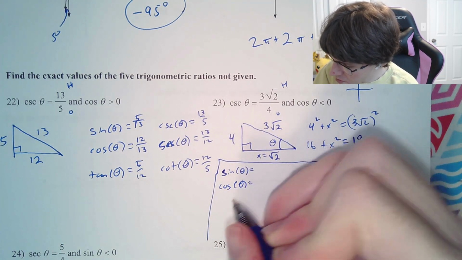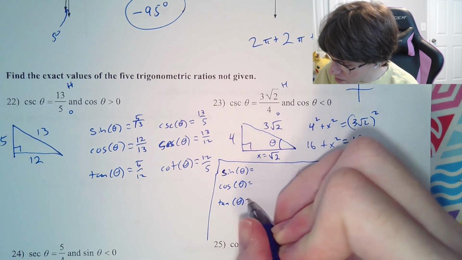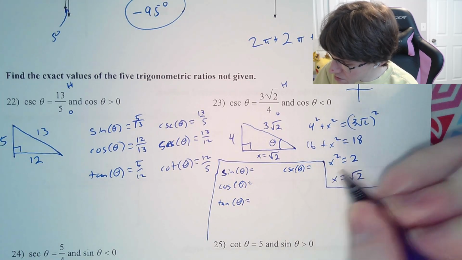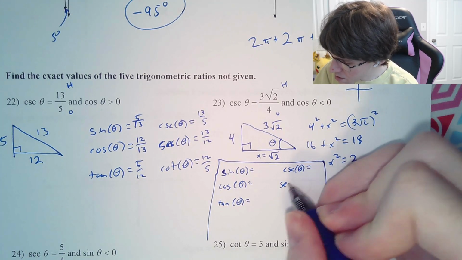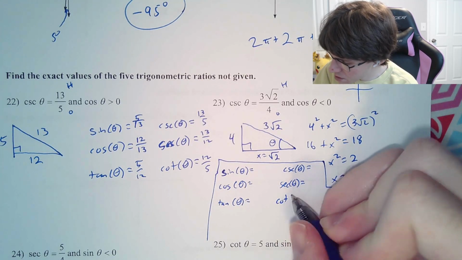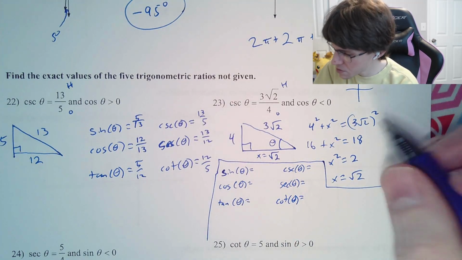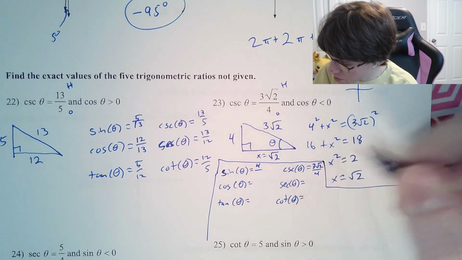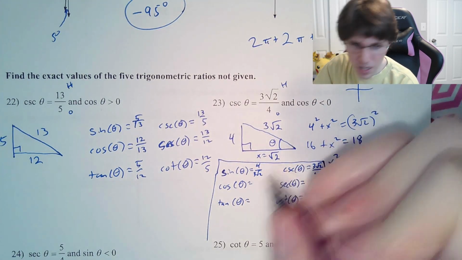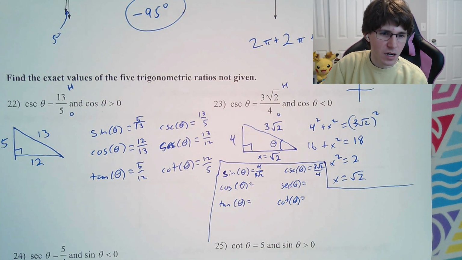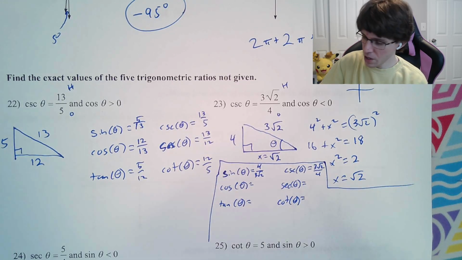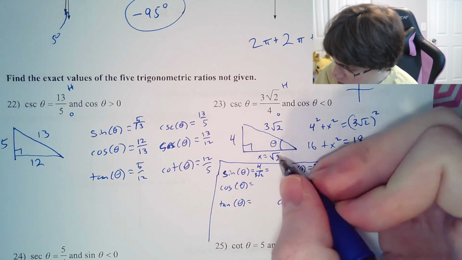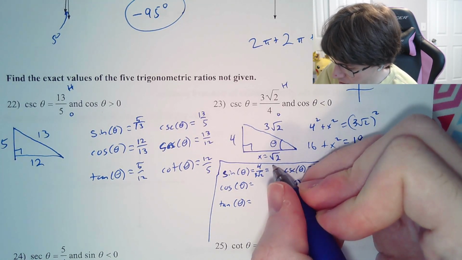Cosine of theta equals, tangent of theta equals, cosecant of theta equals, secant of theta equals, cotangent of theta equals. All right, so we're told the cosecant is 3 rad 2 over 4, which makes this 4 over 3 rad 2. Like I said, you can just leave it like that for me. But if a future teacher doesn't want it, you'd have to multiply top and bottom by the square root of 2 over the square root of 2.